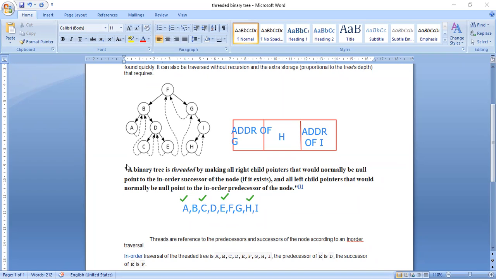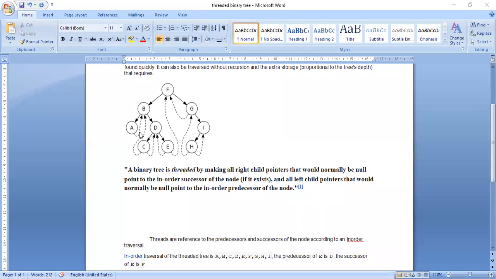So you can see here, A is a leaf node. Who is the predecessor of A? If you take the in-order traversal, nobody is there, so there is no thread. Who is the successor of A? B is the successor of A. So I kept a dotted line.